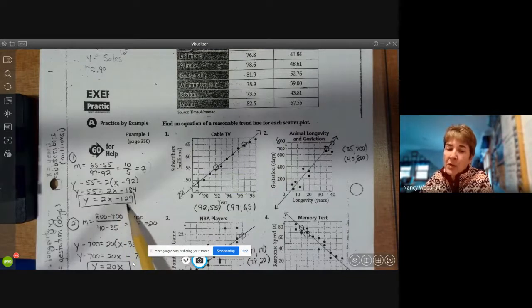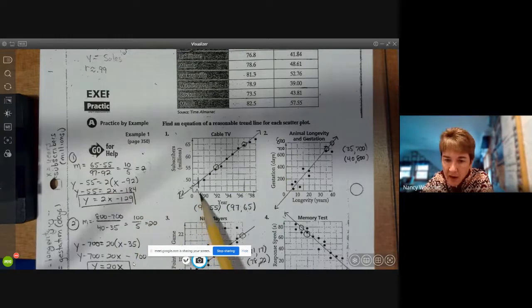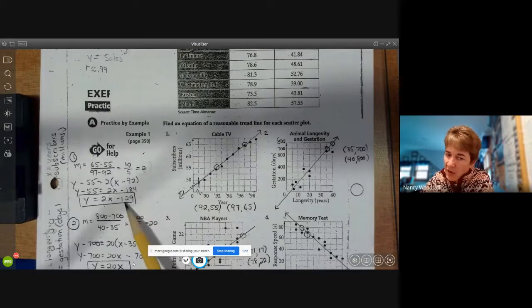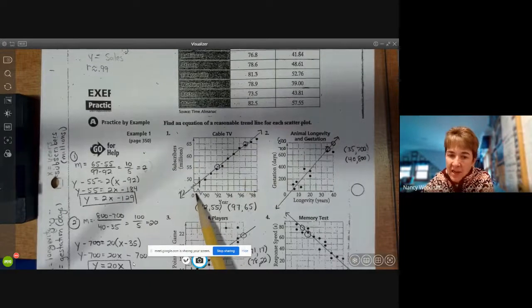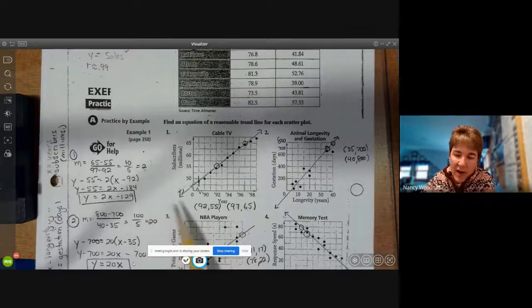Now, what I want you to notice is that in this case, I had to use the point slope because look at the break in the graph on the X, and there's a break in the graph on the Y. Notice that my line is not coming anywhere near -129. This is not the Y-intercept of this line, because of this break, this accordion that pulls way out. So you cannot trust the Y-intercept.